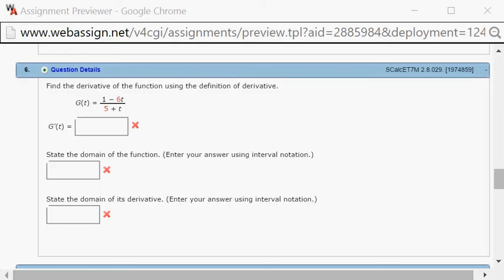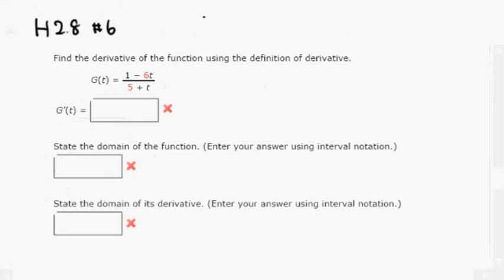Alright, let's look at homework 2.8, problem number 6. Let's find the derivative of capital G of t. So G prime of t is equal to the limit as h approaches 0.